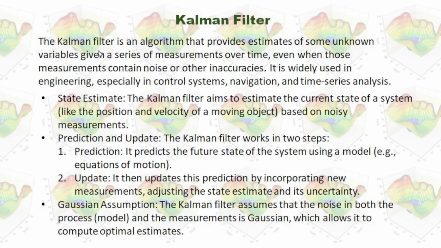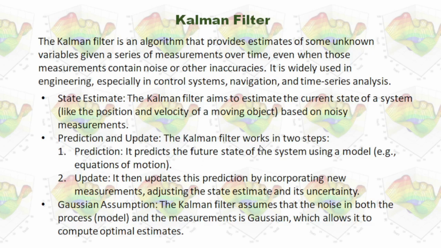The Kalman filter is an algorithm that provides estimates of some unknown variables given a series of measurements over time, even when those measurements contain noise or other inaccuracies. The Kalman filter aims to estimate the current state of a system based on noisy measurements.